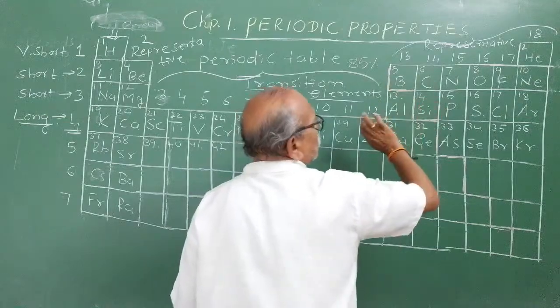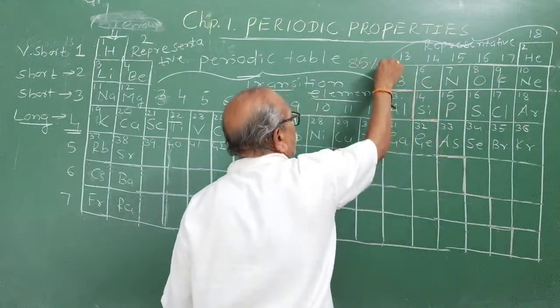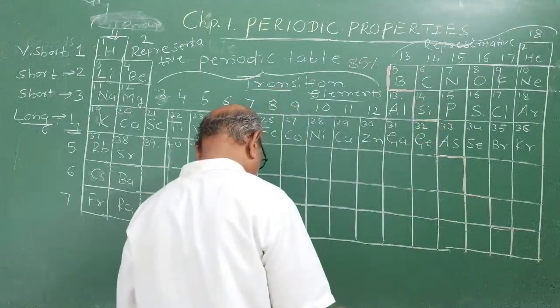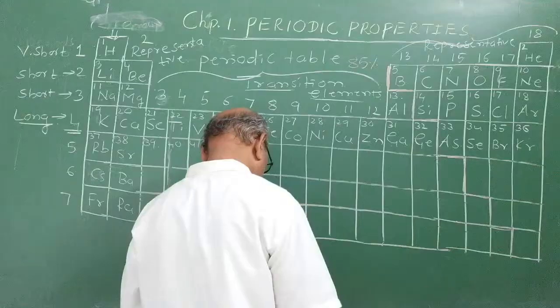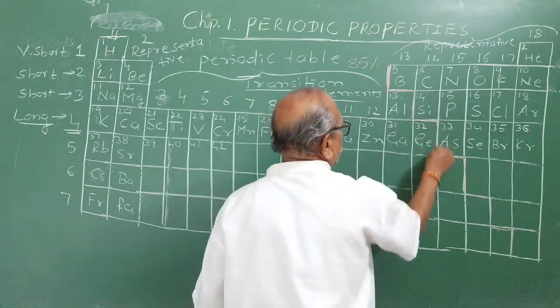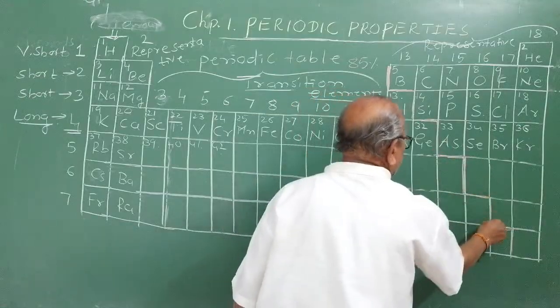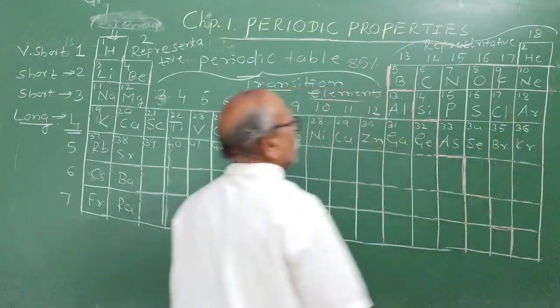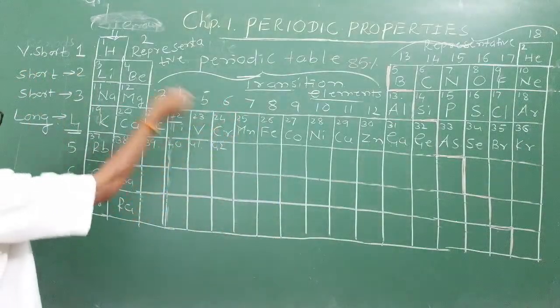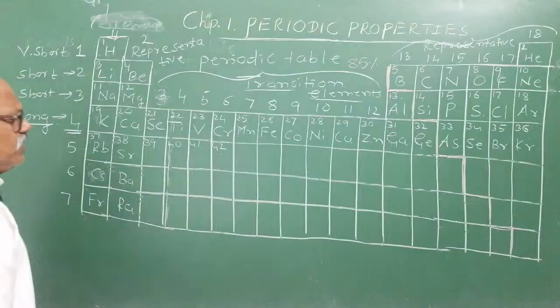So the elements on the right side of this zigzag line, can you observe this zigzag line? You can see it in the periodic table also. On the right side of the zigzag line, only up to 14 to 15 elements are non-metals. Remaining all of them are metals only.